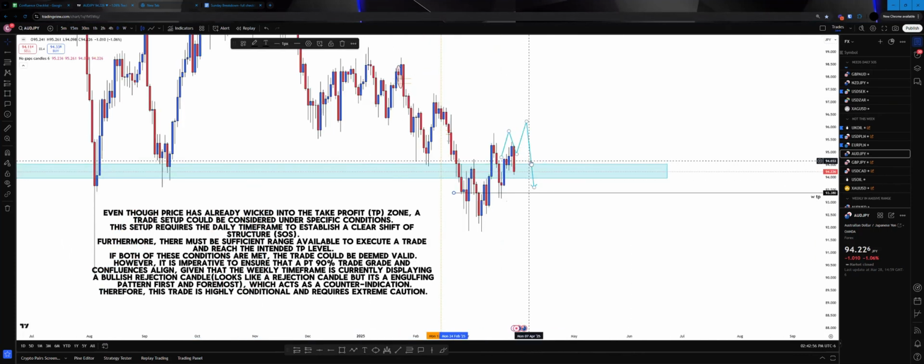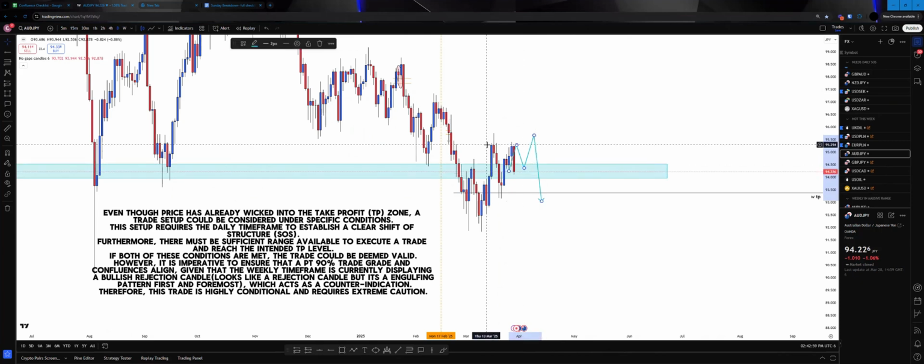Daily would then need to shift. So the daily is bullish. So let's say it just breaks above, shifts lower, then we can come down and just take it to this TP here. It's kind of a tight range, but it might happen.